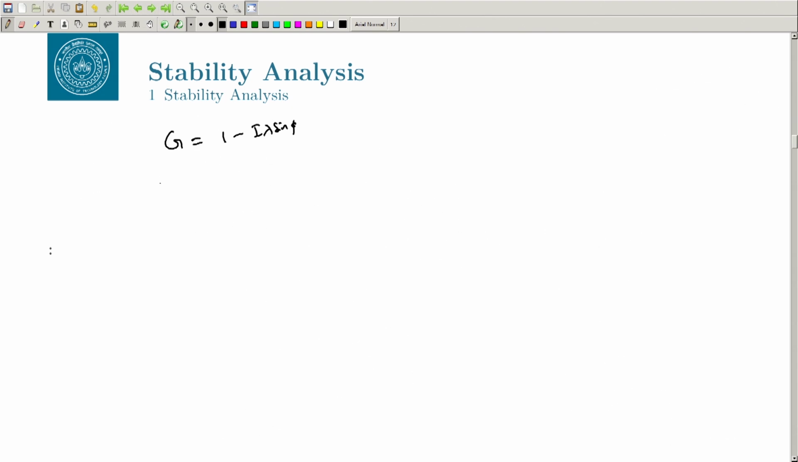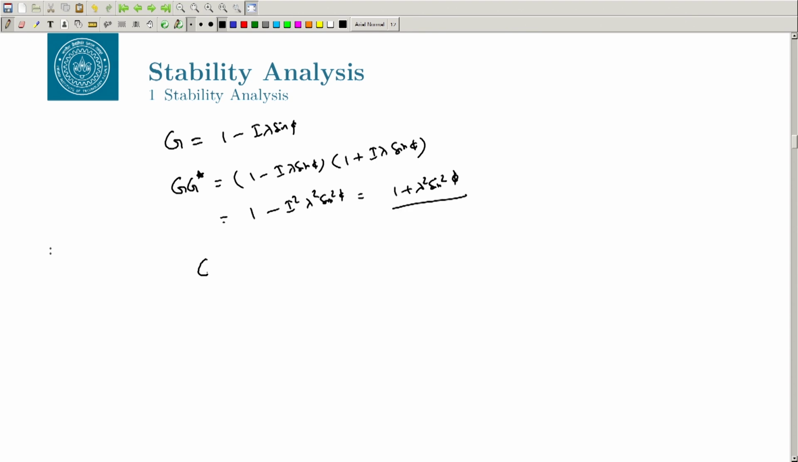Yeah. So, you want to get this magnitude. So, that will become g star. When it is a complex number, you multiply with its other component. Okay. So, that will be 1 minus I lambda sin phi and 1 plus I lambda sin phi, and that will become 1 minus I square lambda square sin square phi, which is 1 plus lambda square sin square phi. Okay. So, what do we see? So, my g star or g square is basically 1 plus lambda square sin square phi.